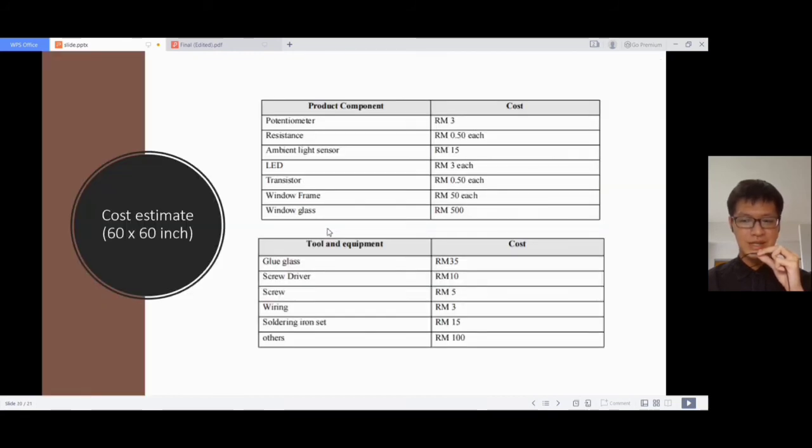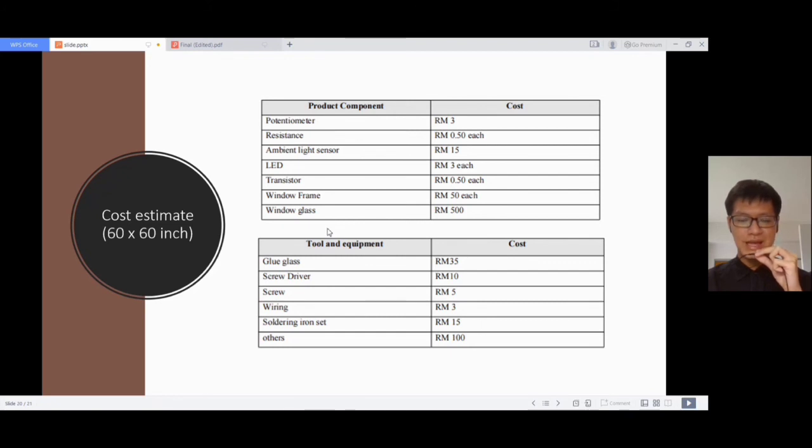For the cost estimation, we have used the standard size, which is 60 by 60 inches. We have estimated that the product costs around 900 in total. If the customer needs a different window size, the price will be different. From this table, you can see that the window frame and window glass are the most expensive in our product.